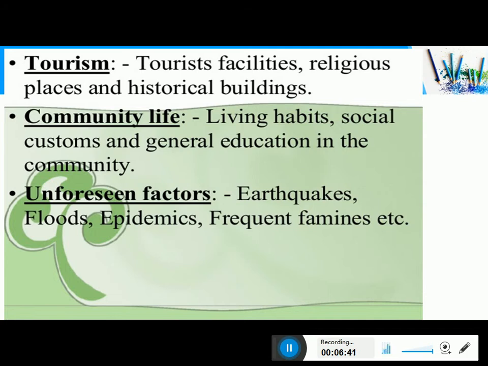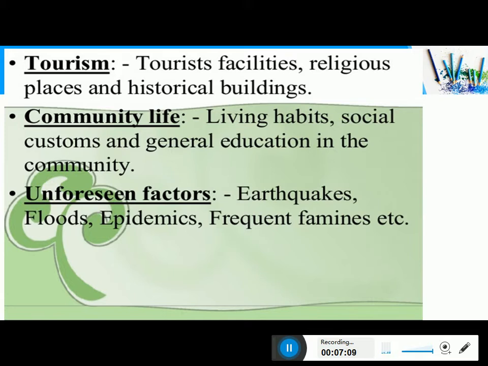And also because of the tourism facilities and religious festivals and historical buildings, people tend to migrate, as they look for better tourist facilities. Then they also migrate because of the religious places, like you might have seen many people go for pilgrimage for the historical importance places and all. Then community life, so better living habits, social customs and general education in the community.